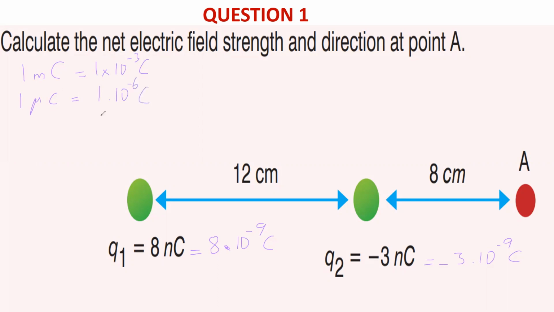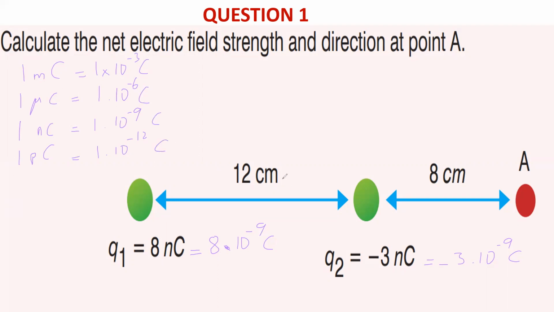10 to the power of -6 coulomb. And then if you have 1 nC, it equals 1 times 10 to the power of -9, which is what we are using for this question. And then 1 pC equals 1 times 10 to the power of -12 coulombs. So you have to remember these units.